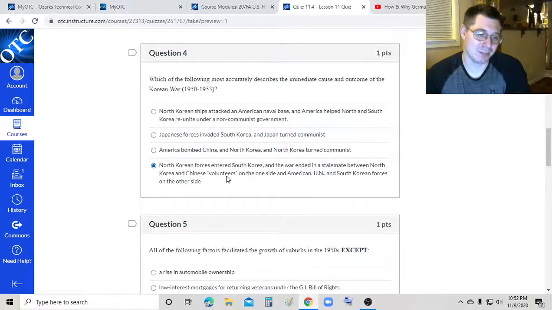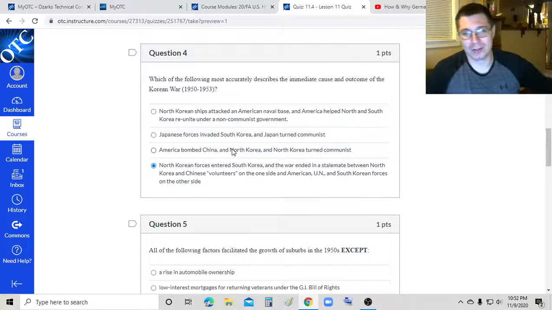And it was a stalemate because Truman didn't want to extend the war to China, which probably would have been needed to win the war decisively. That might have brought the Soviet Union into the war, because both the Soviet Union and China were communist at this time.